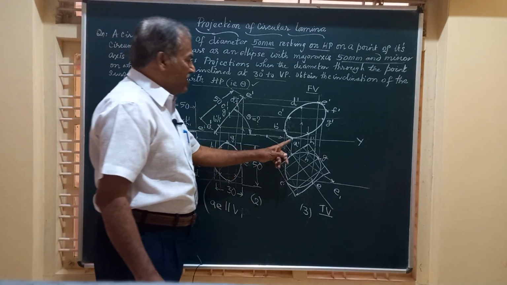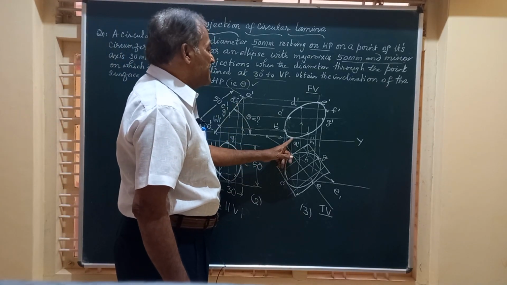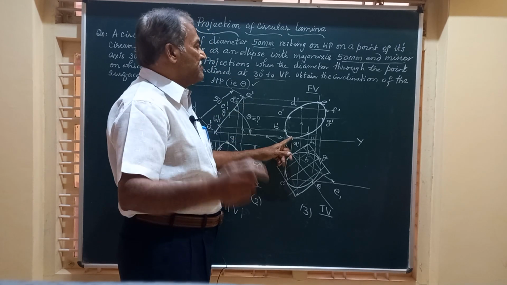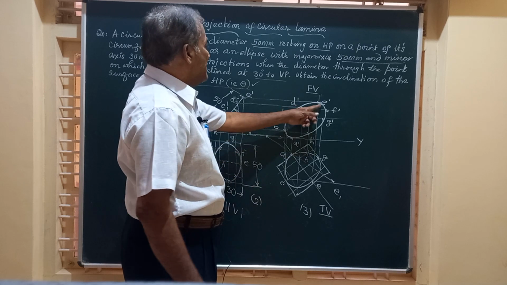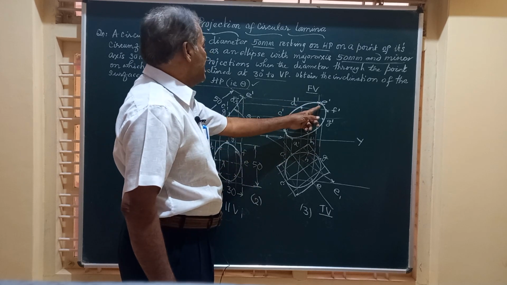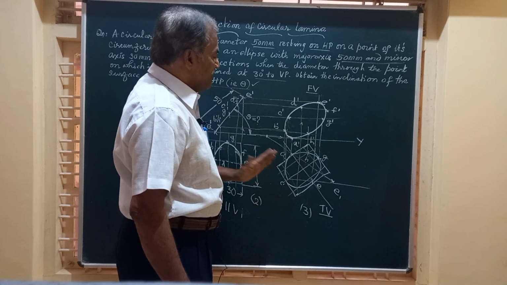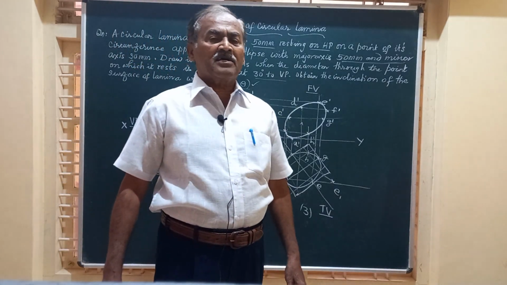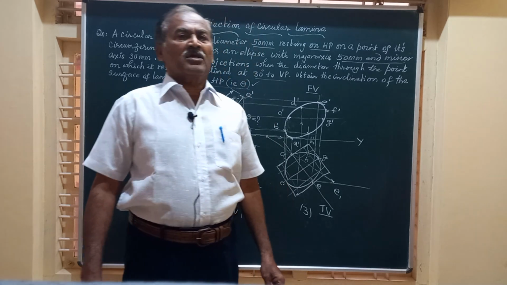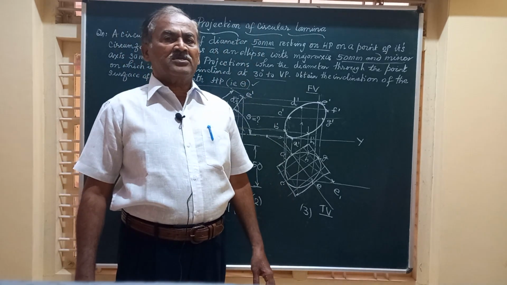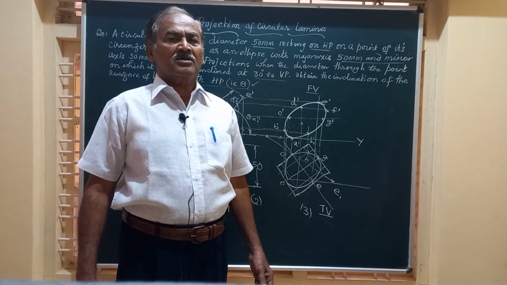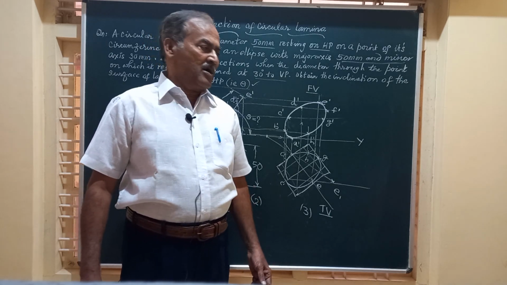It is resting on A dash. A dash is a point on XY, that is resting on a point of its base circumference, and the other end is E. So friends, we have the complete solution, and this is how we obtain the complete projection of the circular lamina. Friends, I hope you are convinced with the presentation I have made on this lamina.